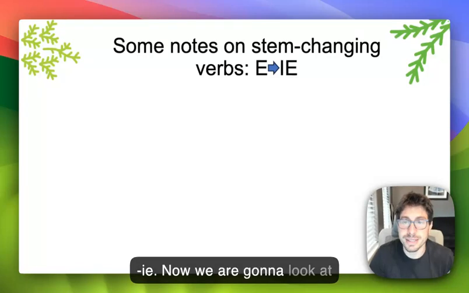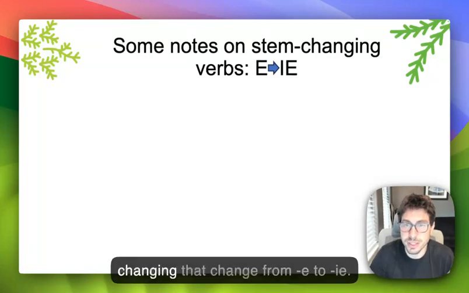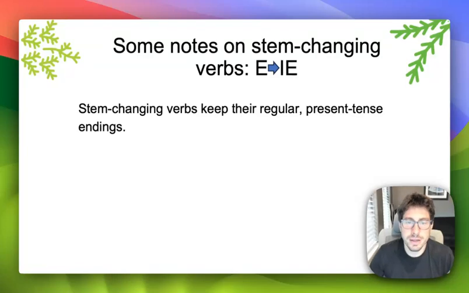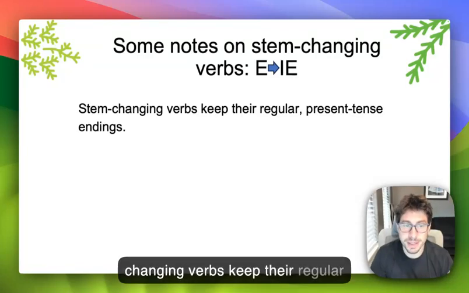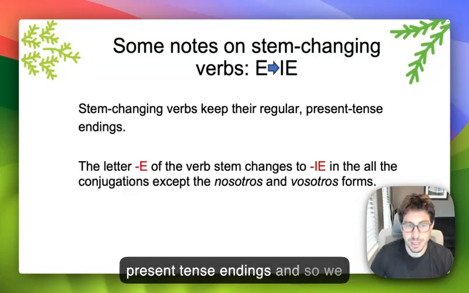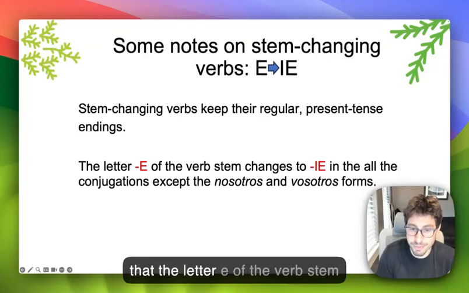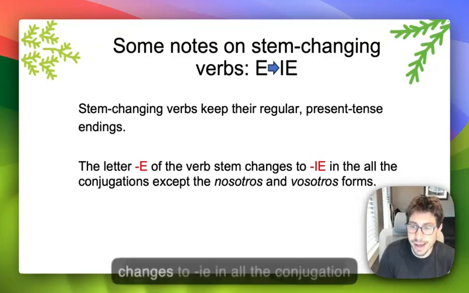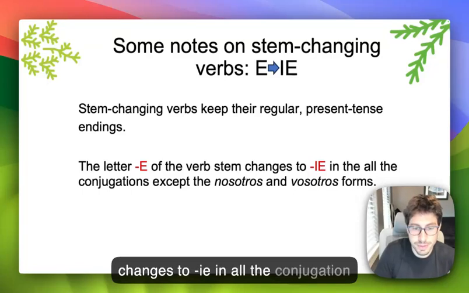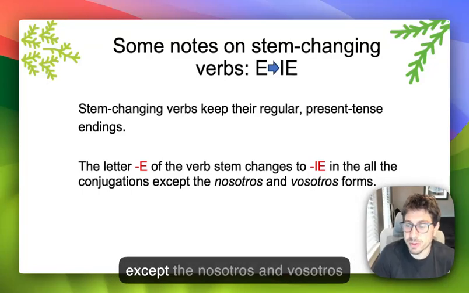And now we're going to look at some specific verbs called stem-changing verbs that change from E to IE. Stem-changing verbs keep their regular present tense endings. The only thing that changes is that the letter E of the verb stem changes to IE in all the conjugations except the nosotros and vosotros forms.